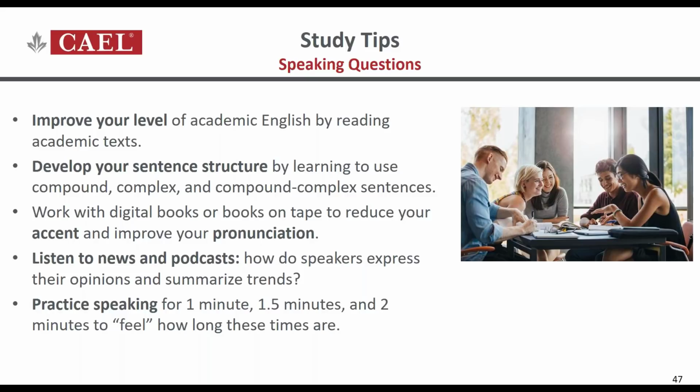Okay, so some other general tips for speaking questions. Try to improve your level of academic English by reading academic texts whenever you can. That means, of course, any journals that you can find, any books that you're studying with. You can use these things to help you. Try to develop your sentence structure by reading a lot of compound complex sentences, and work with digital books or books on tape to help you reduce your accent and improve your pronunciation.